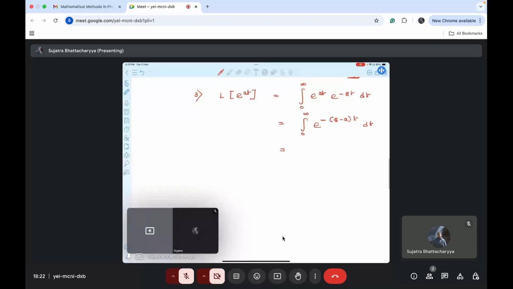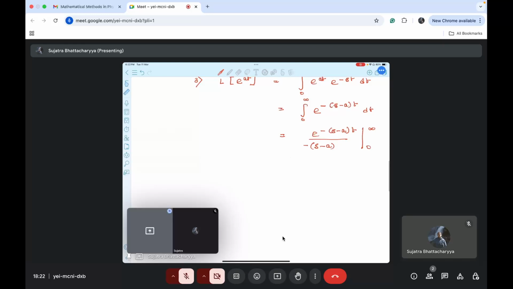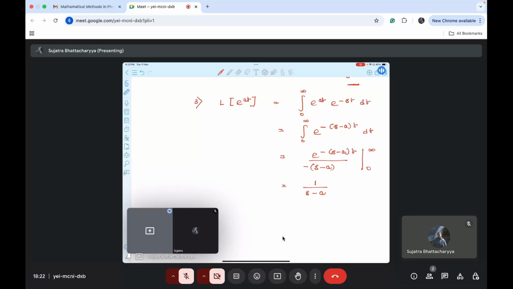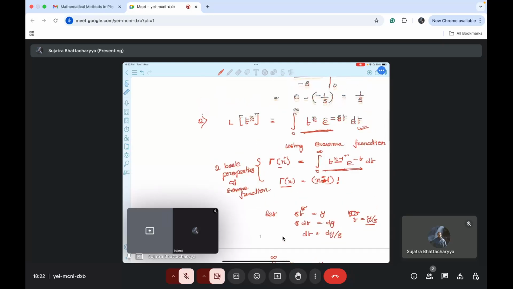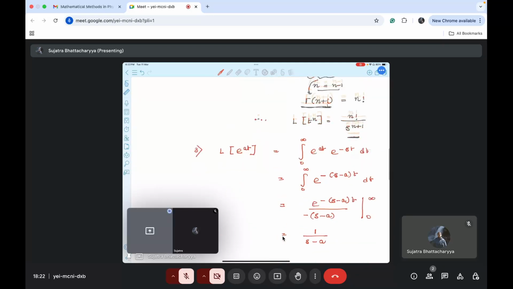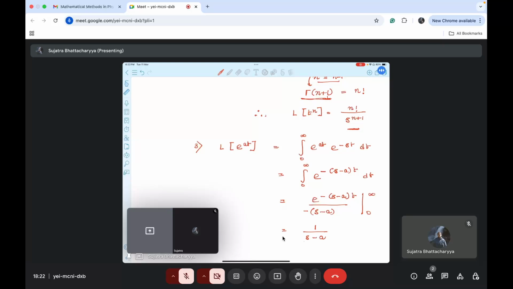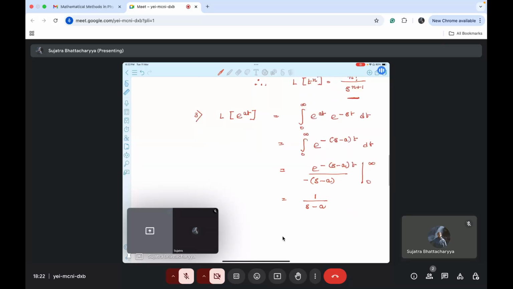So what will be the final result? E to the power minus (s minus a) t divided by s minus a, with a negative sign, and it will go from 0 to infinity. So this will be 1 upon s minus a. So when you have e to the power at, you will get 1 upon s minus a as the Laplace transform. Very interestingly, when you have function 1, you have got 1 by s. Remember, 1 by s. But now, when you have exponential at, it is 1 by s minus a. So it's a kind of a shifting, you can see.